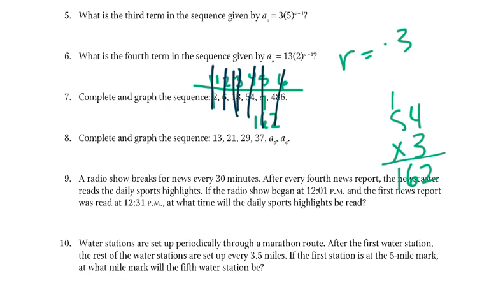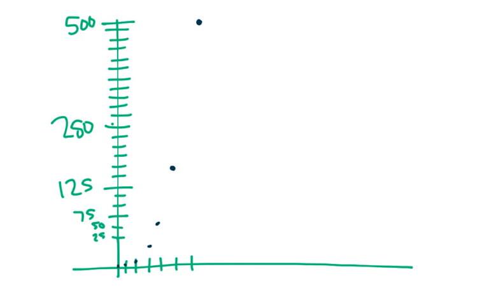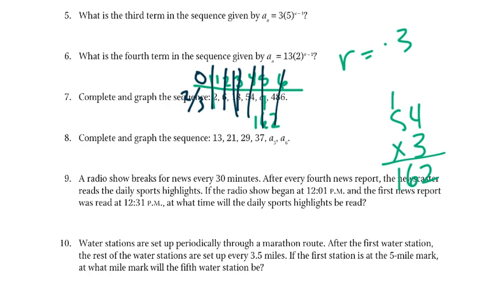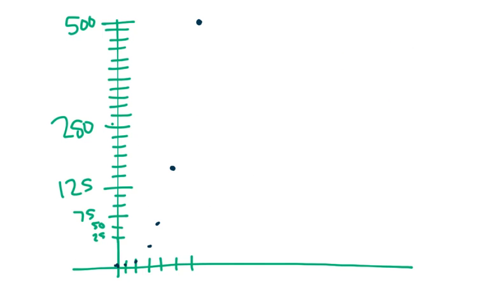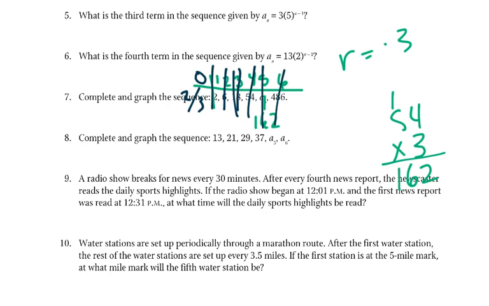Now, if I wanted to go backwards to the 0 term, I would just divide by 3 and get 2/3. So for 0, it would be clear down at the bottom. And once again, because I'm dealing with a sequence here, I'm not going to connect the dots. I'm just going to leave it how it is. Okay. Now, if we look at number 8, same idea.